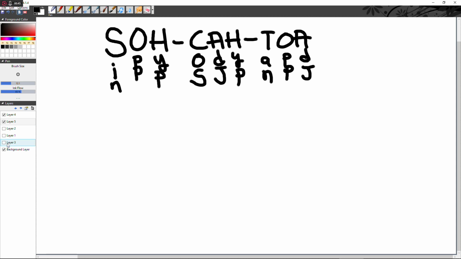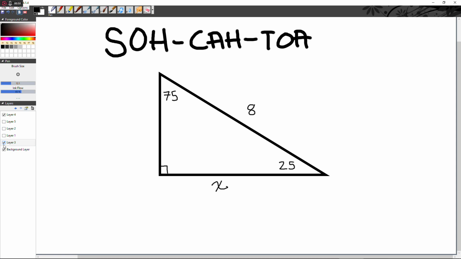So let's take a look here at our first problem. Let's say that we had the following triangle, and we need to solve for x. Well, to use SOH-CAH-TOA, we first need to make sure we have a right triangle. And we can tell we do right there because that's 90 degrees. All right, so we have a right triangle.